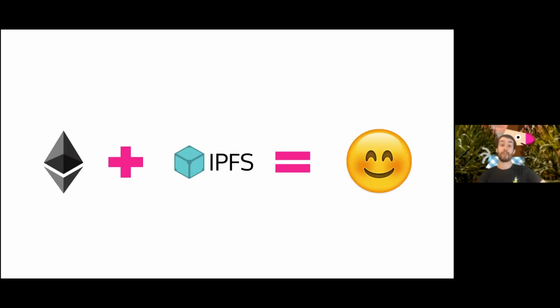And then when combined with Ethereum, IPFS allows you to cryptographically secure, verify, and distribute your data globally based on where it needs to be for your Ethereum application. IPFS is the peanut butter to Ethereum's jelly.